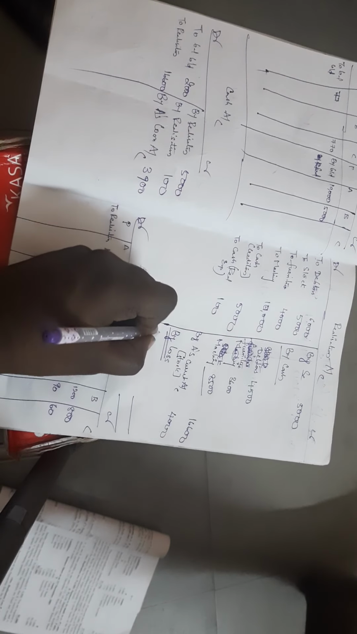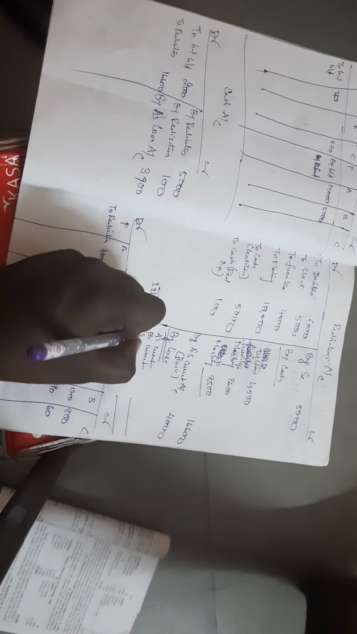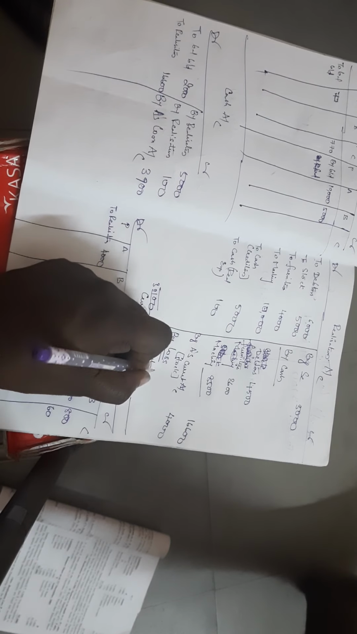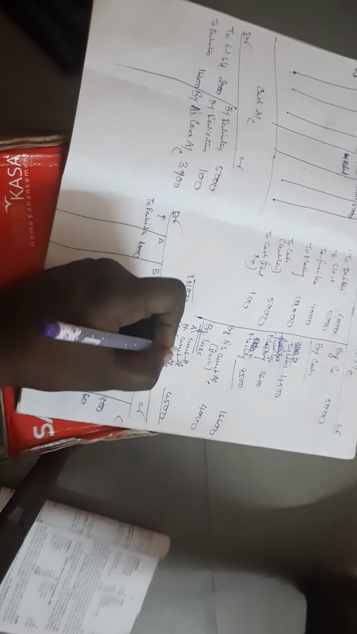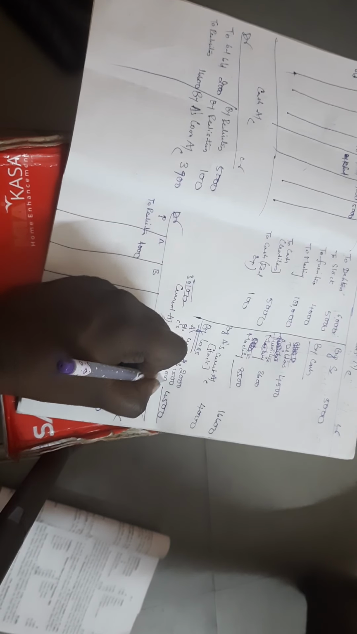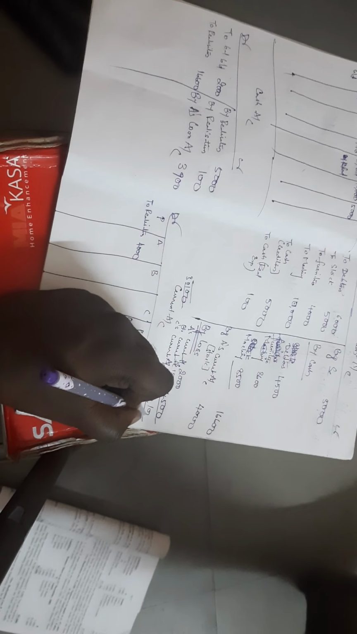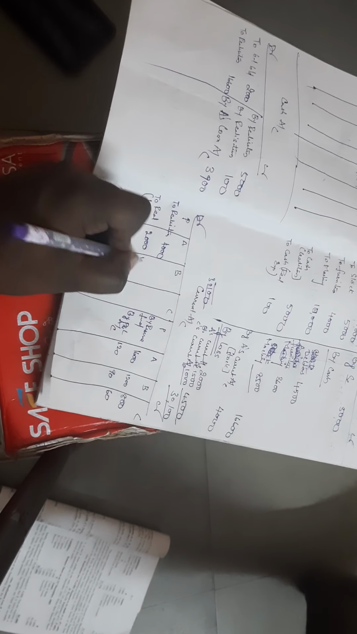So transfer to current accounts, A's current account, B's current account, and C's current account. Total loss is 4,500. So 4:3:2 means it is 2,000, 1,500 and 1,000. So total 4,500. So again, current account loss, to realization, in bracket loss. So 2,000, 1,500, and the last one is 1,000. So now we will see the next step.